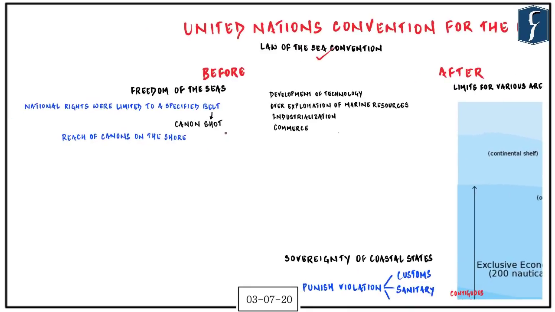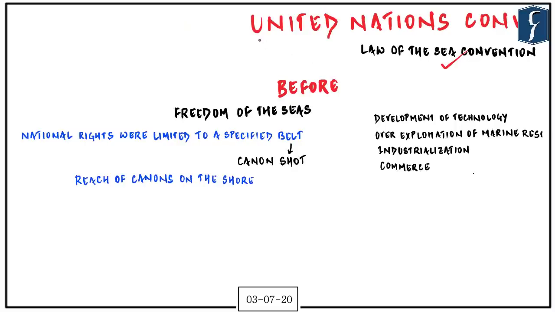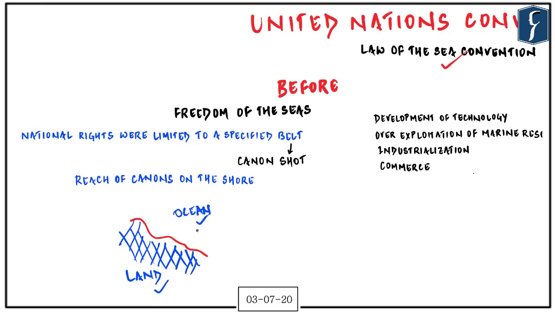But first, let us understand what the scenario was when there was no such global treaty to govern the oceans. And that was freedom of the seas, which was a concept developed in the 16th and 17th century, where the national rights were limited to a specified belt of water extending from a nation's coastline. So if this is a coastline and this is the land and this is the ocean, then usually the 3 nautical miles region from the coastal area shall be considered as the area in the complete jurisdiction of this country.